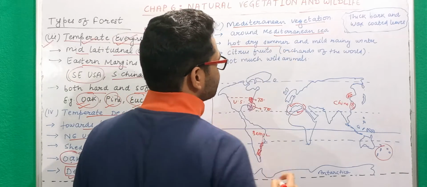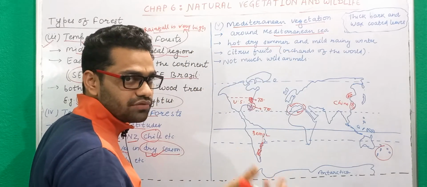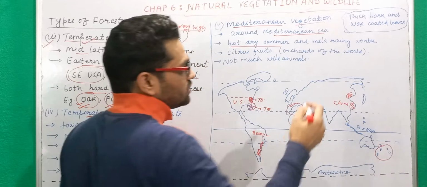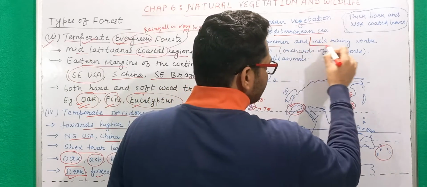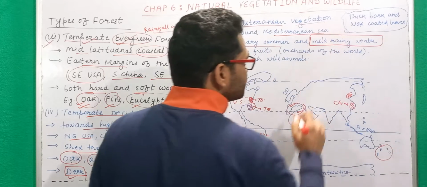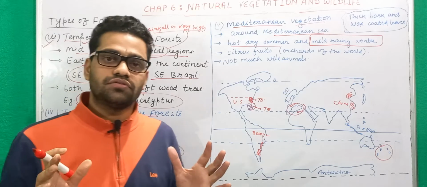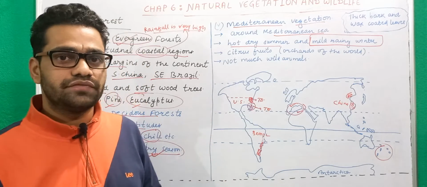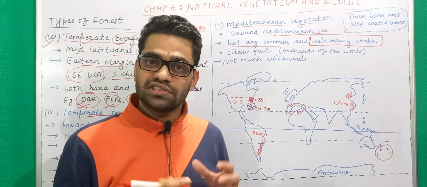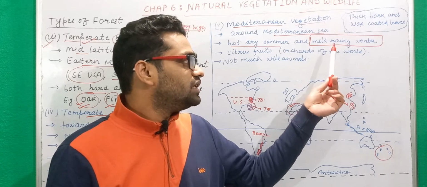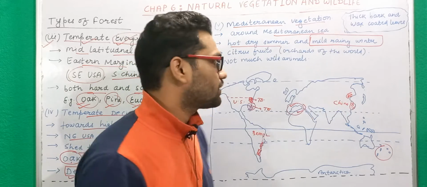So what is happening here? Hot, dry summer. Summer is dry everywhere. And some amount of rain is also there. The peculiarity here is mild, rainy winter. In winter season, a substantial amount of rainfall is occurring here. So this is the speciality of the Mediterranean region, that is, mild, rainy winter is occurring here, right?